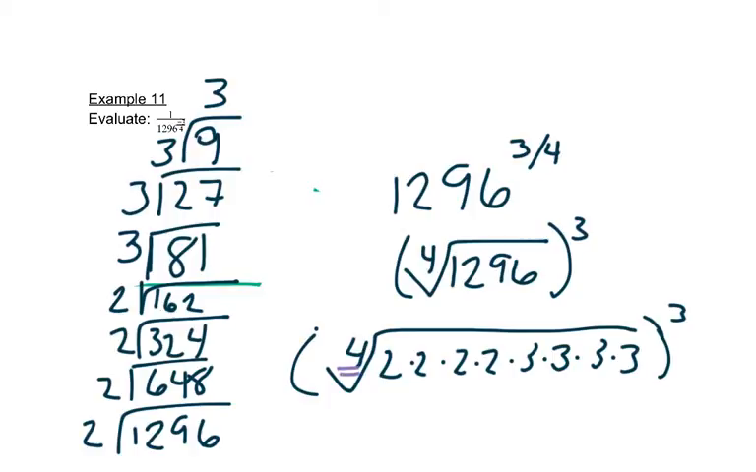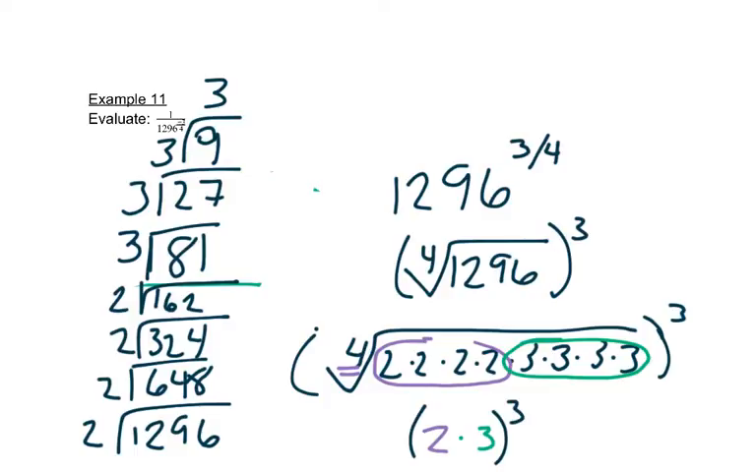This tells me I want groups of 4, so here's a group of 4. That will become just a 2. And here's a group of 4, and that will become just a 3. This would still be in parentheses to the 3rd power. So I have 6 to the 3rd power. That means 6 times 6 times 6. And if I do 6 to the 3rd power, I get 216 as my final answer.